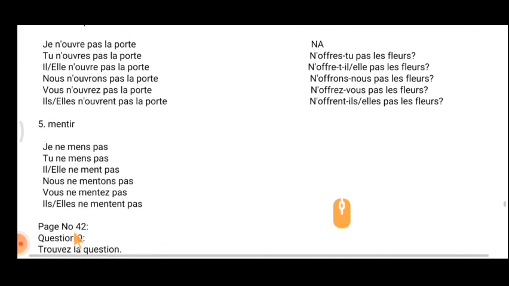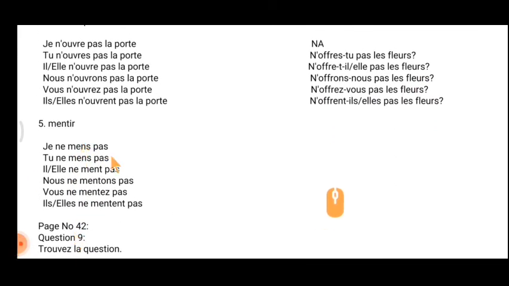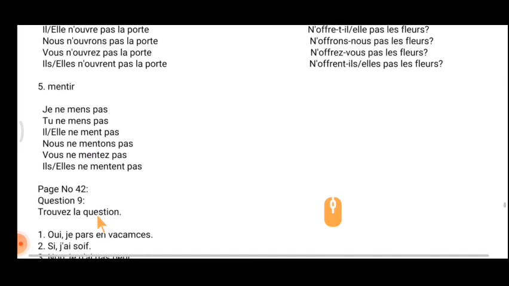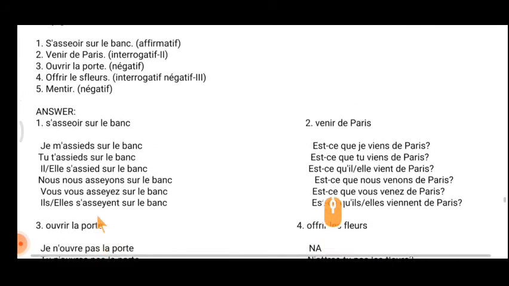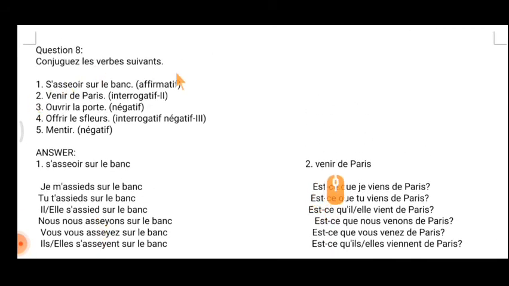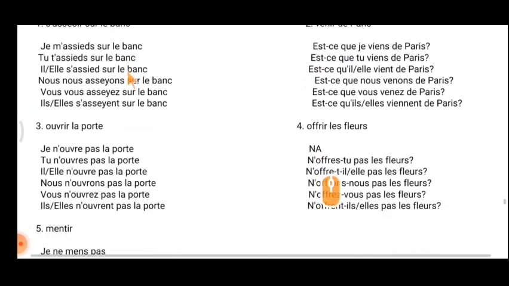Next is mentir. Je ne mens pas, tu ne mens pas, il, elle ne ment pas, nous ne mentons pas, vous ne mentez pas, ils, elles ne mentent pas. So I already said, I repeat once again. Out of this 30 marks for conjugation, you might get a solid mark from this one, from lesson 4.